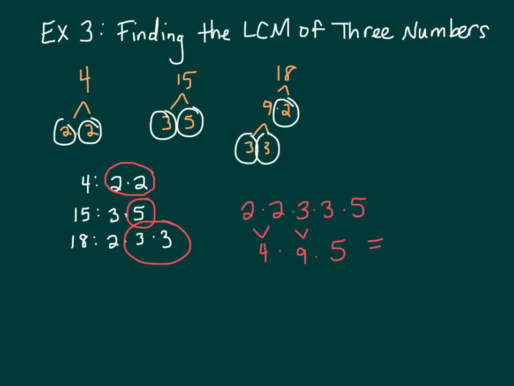And once you write those numbers all out, the 2 2s, the 2 3s, and the 5, then again you can just multiply them straight across, and they will get big fast, so you will have to do some side math. I choose to group them, so 2 times 2 is 4, 3 times 3 is 9, so we'll do 4 times 9, which is 36, and then do some side math to figure out that 36 times 5 equals 180. So the least common multiple of all 3 of those numbers, 4, 15, and 18, is 180.